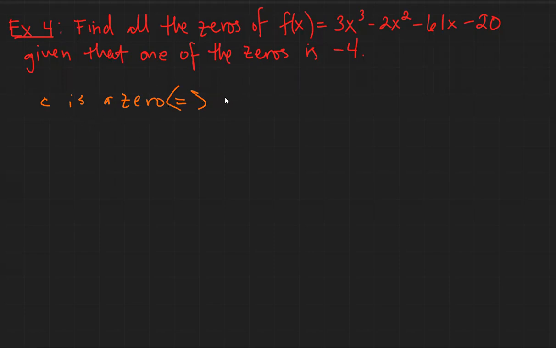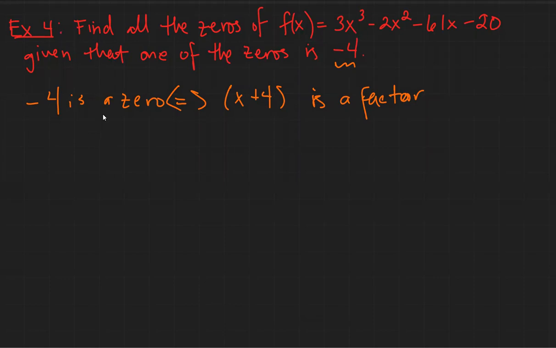If c is a 0, then we know that x minus c is a factor. So let's replace c with our, in this case, negative 4. Okay, so negative 4 is a 0, so that means that x plus 4 is a factor.